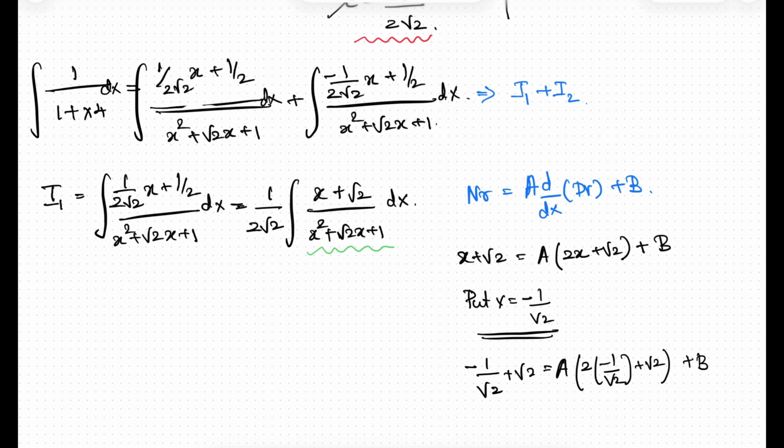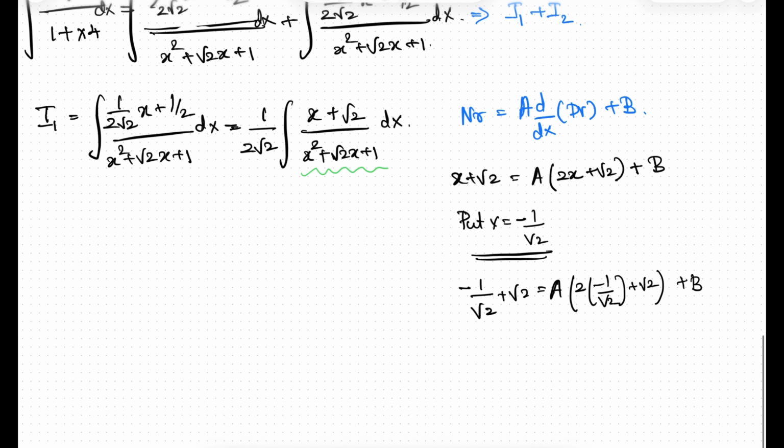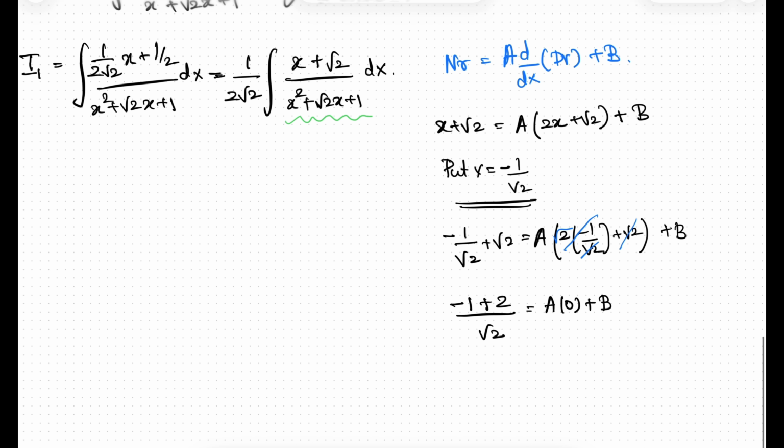By plugging in x equals negative 1 by root 2, the root 2 in the denominator gets cancelled and the numerator will be having a root 2. This root 2 and this negative root 2 nullify each other such that the entire a term vanishes, so the b term can be revealed very easily. So minus 1 plus root 2 into root 2 is 2 by root 2, is equal to a times 0 plus b. So 2 minus 1 is 1. So 1 by root 2 is equal to b.